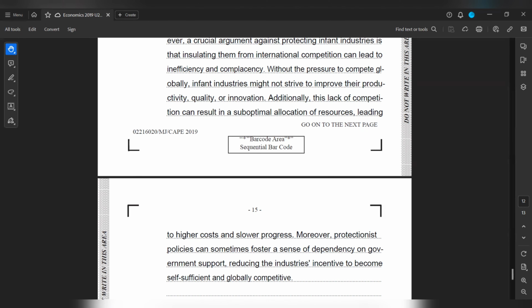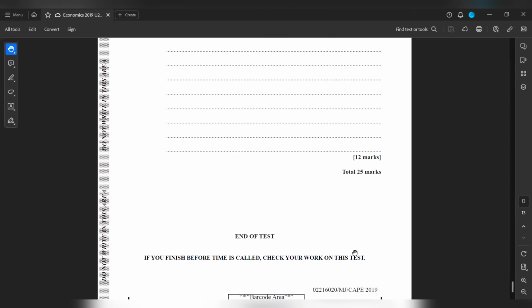Moreover, protectionist policies can sometimes foster a sense of dependency on government support, reducing the industry's initiative to become self-sufficient and globally competitive.